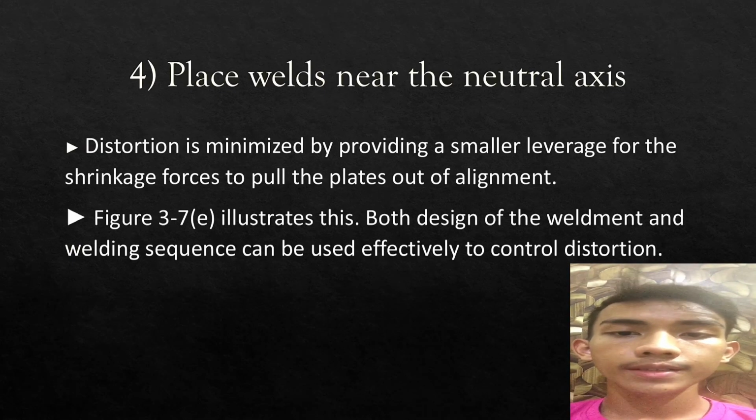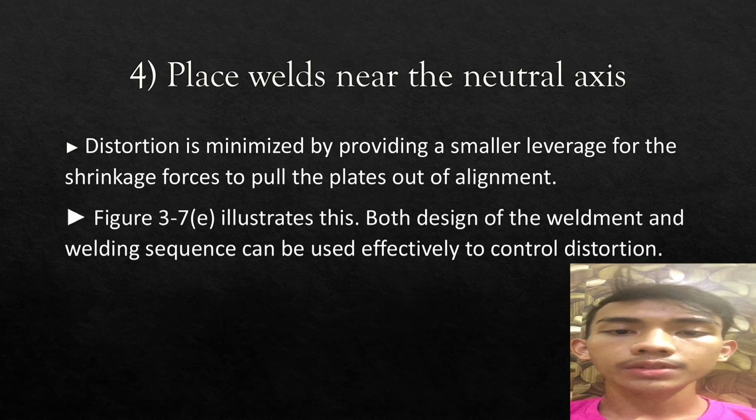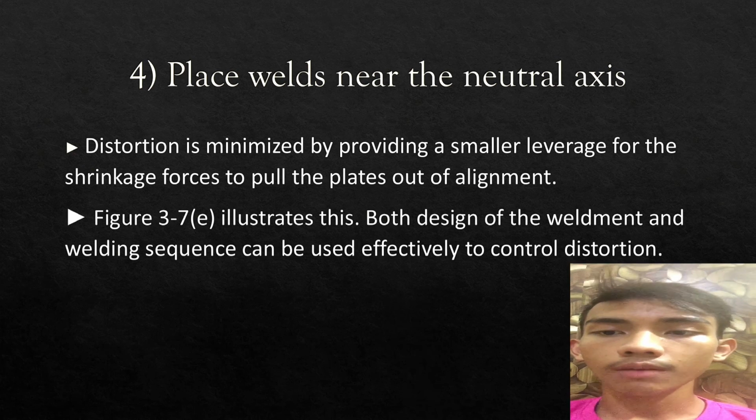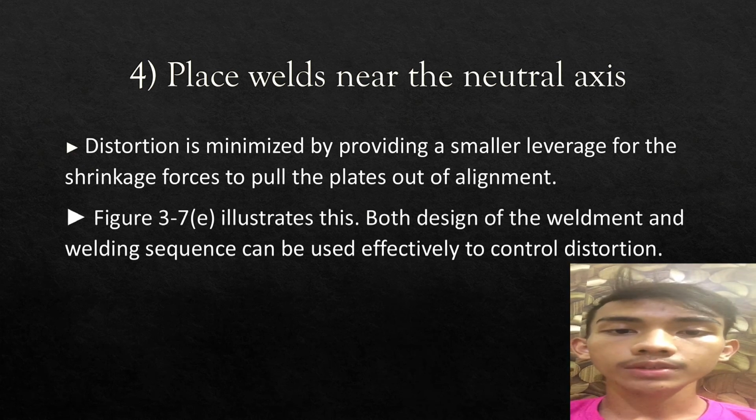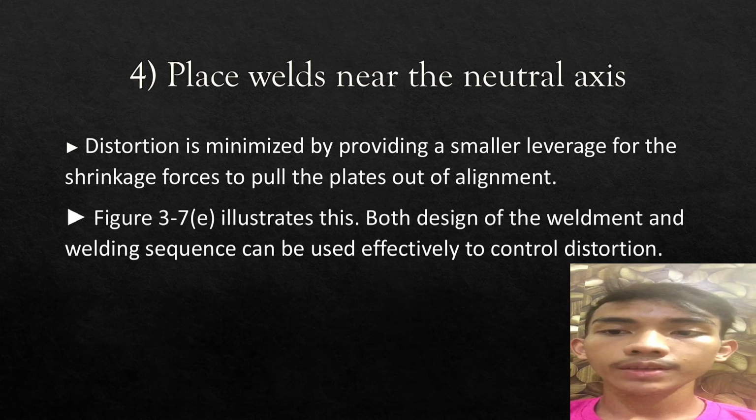Number 4 is place welds near the neutral axis. Distortion is minimized by providing a small leverage for the shrinkage forces to pull the plates out of alignment. Figure 3-7e illustrates this. Both design of the weldment and welding sequence can be used effectively to control distortion.